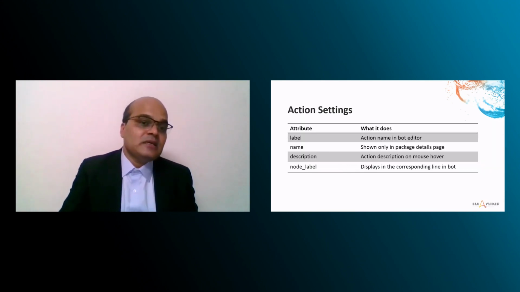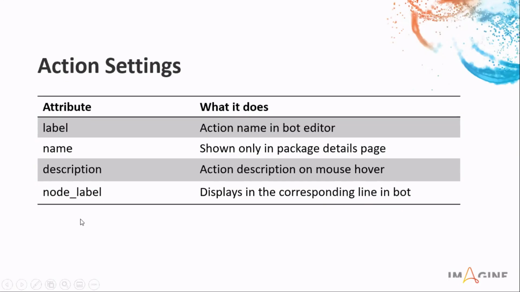On the action setting, all of these were available inside the action class. So I could change the label of the action, description of the action, and node label. These three things I could also localize, and the name of the action was going to remain the same, English.